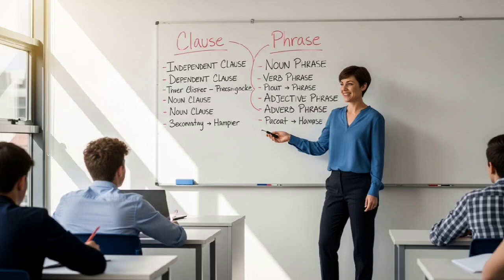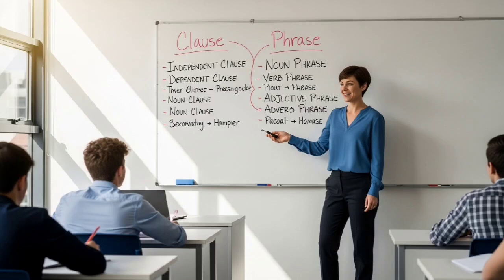Here are some common mistakes which students make. Mistake number 1, calling a phrase a sentence. Remember, a sentence must have a subject and verb. Mistake number 2, mixing up clause and phrase. Check it. Does it have a subject and verb? If yes, it is a clause. Mistake number 3, using a dependent clause alone. Always join it with an independent clause.